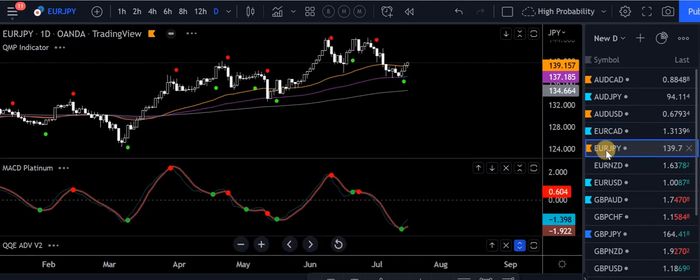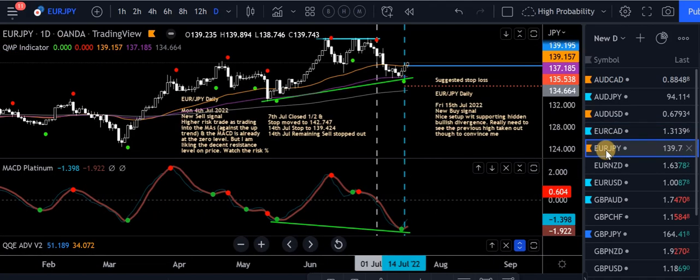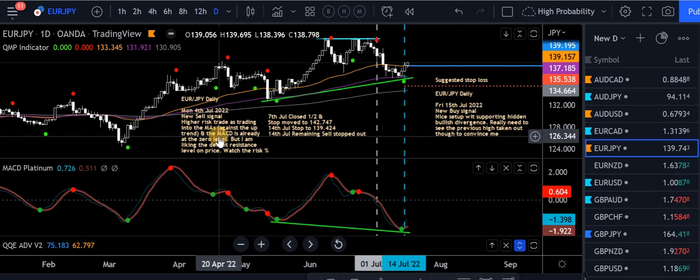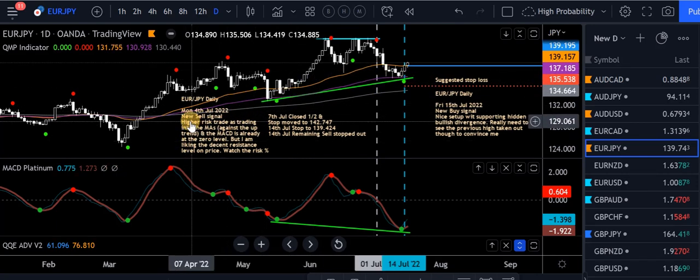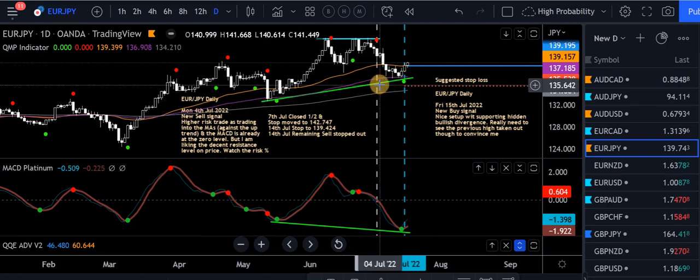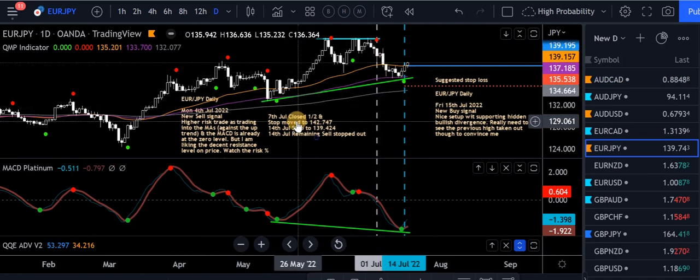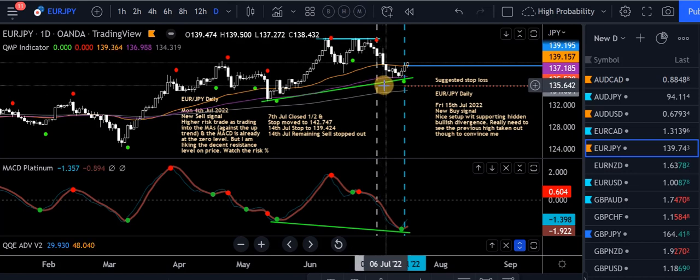Euro Yen, highlighted orange again for a reason. The reason being, we had a sell signal on the 4th of July. That was there. Then another on the 7th of July, which was 3 days later. Where is that?